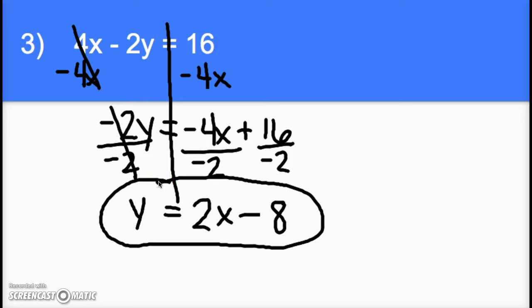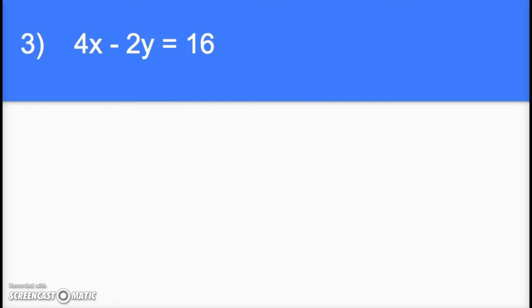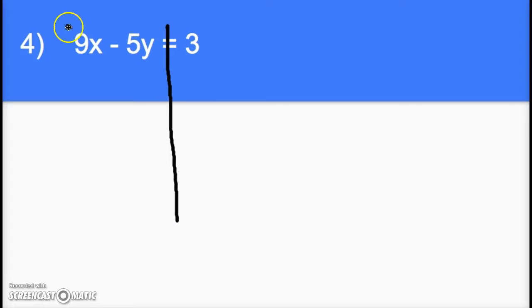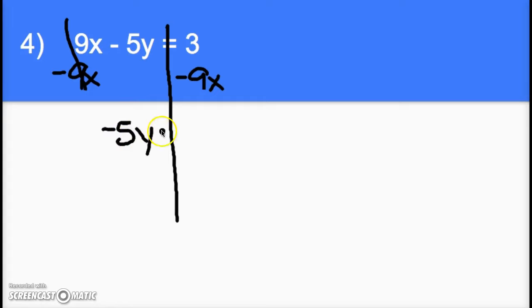Okay, and then we're going to go through one last example here. Number 4, you have 9x minus 5y equals 3. Okay, so again, I want this y by itself, so I'm going to get rid of this 9x first. And again, it's positive, so I'm going to subtract 9x from both sides. 9x minus 9x is 0, so that cancels. And I'm left with a negative 5y equals, and then again, I'll put what's with the x first. So negative 9x, and then that's a positive 3, so I'm going to write plus 3.